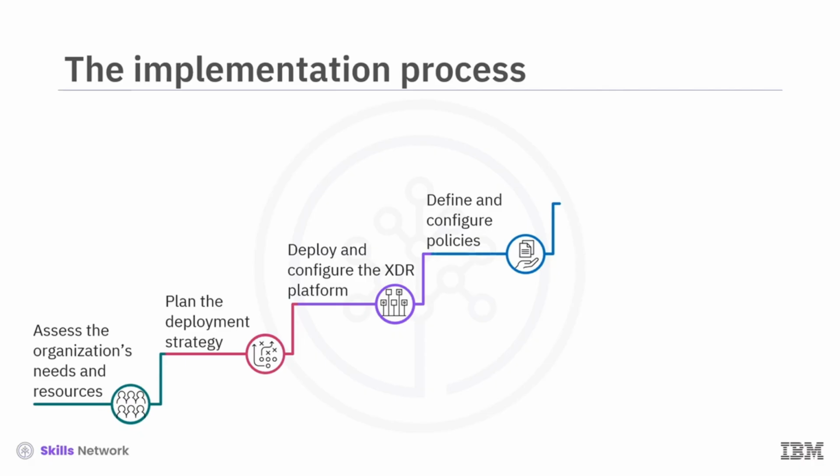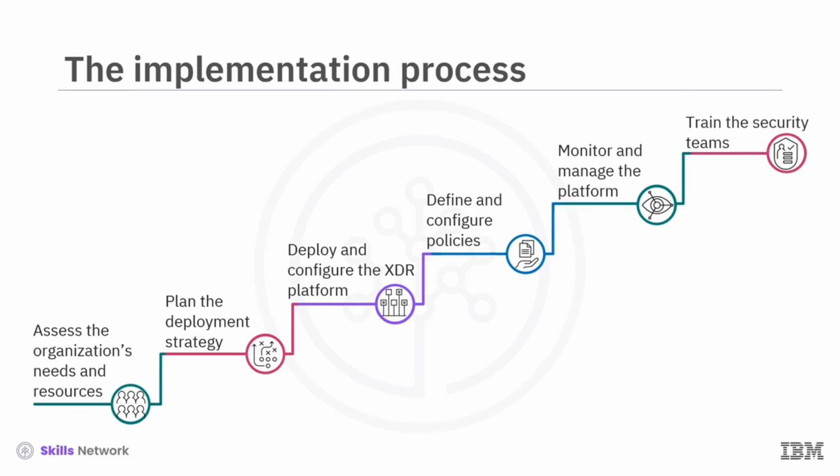Then, define security policies and detection rules within the XDR platform, tailored to the organization's specific security requirements. This process includes setting up detection thresholds, response actions, and alerting mechanisms. Finally, the organization must continuously monitor its security posture using the XDR platform. As part of the team, you'll regularly review alerts, investigate incidents, and update detection rules and policies to adapt to evolving threats. The organization must also train security teams to use the XDR solution effectively, including threat detection, investigation, and response procedures.